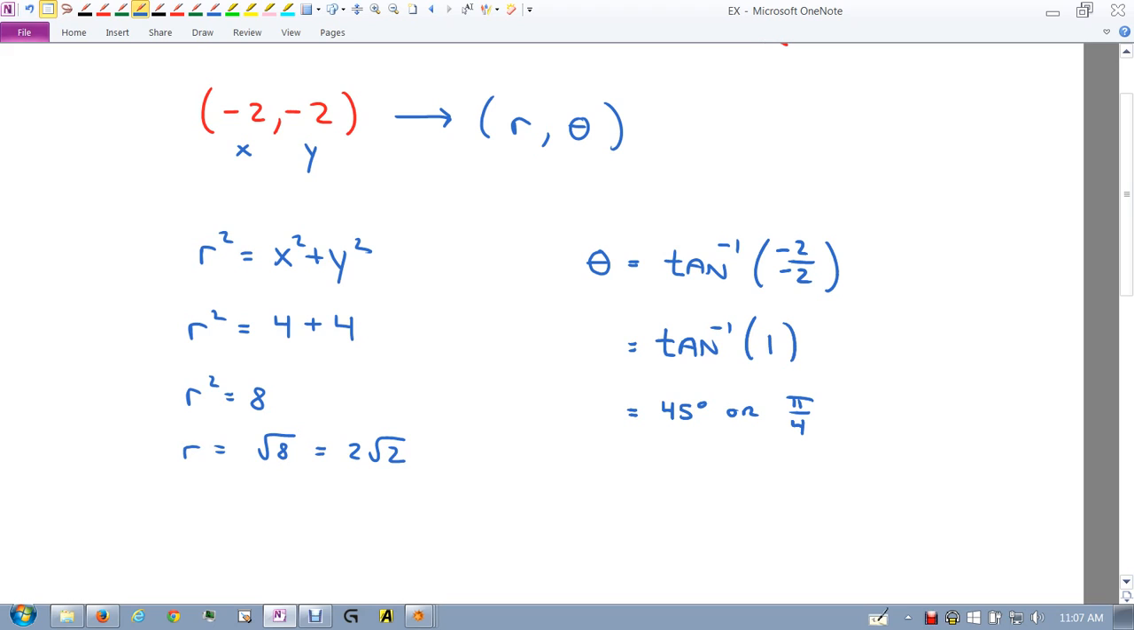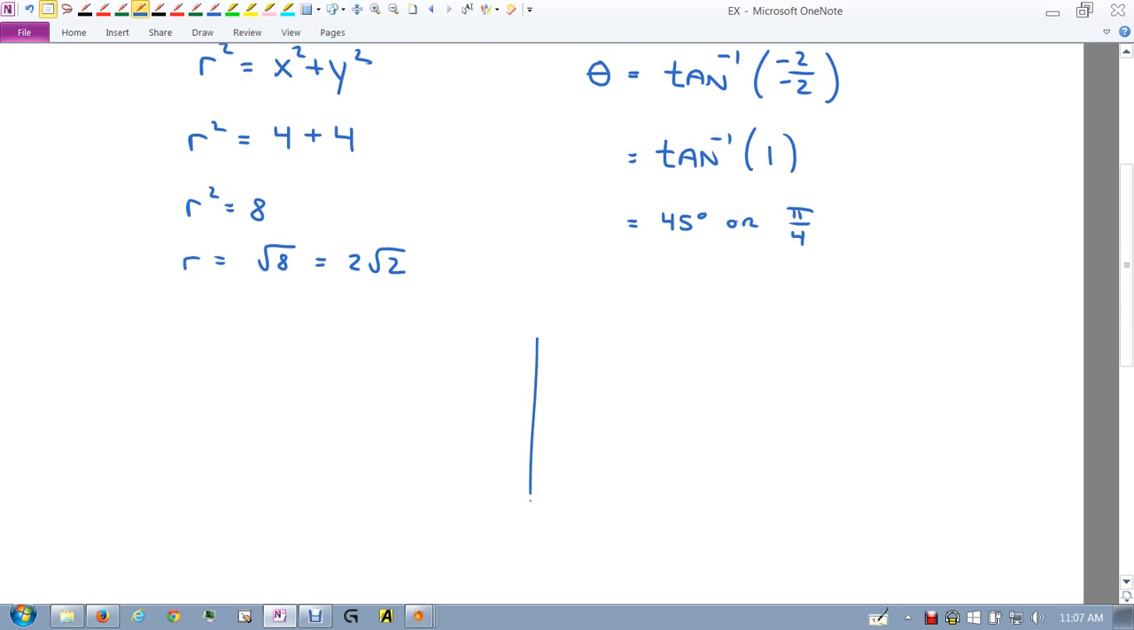But this is incorrect. And I'm giving you this example because I want you to see this is where the limitation of the arctangent and the restriction on domain gets us into trouble. Where is this point? And plot it. -2, -2, right? We should be down here. This is saying that we should turn by pi over 4, which would put us in the first quadrant, and walk out 2√2.